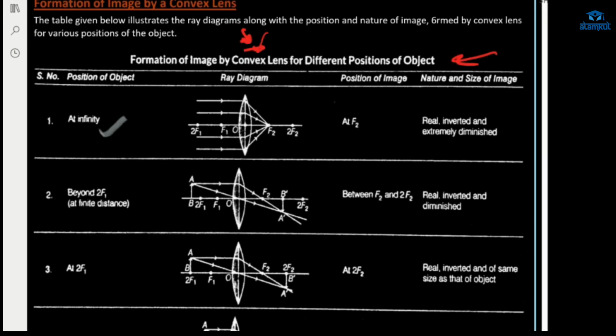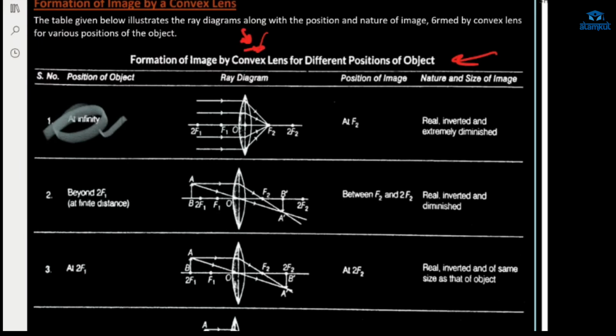First, we'll place the object at infinity. Putting the object at infinity means that the rays are coming from infinity, which means parallel to the principal axis. So all the rays coming parallel to the principal axis will pass through the focus. Obviously, they will pass through the focus.